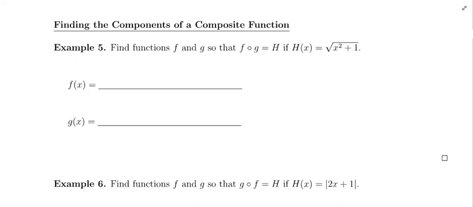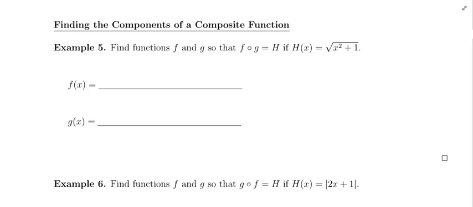The last thing we're going to do in this section is something called finding the components of a composite function. Okay, and we have two examples. Basically, we've spent all section starting with two functions f and g, and then we compose them in a certain direction to come up with a new function, which is a composite function.